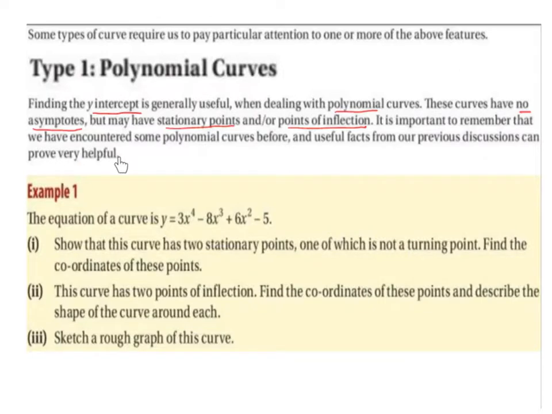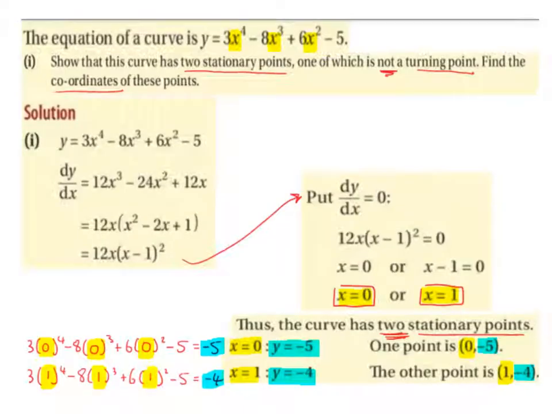The equation of a curve is y equals 3x to the power 4 minus 8x to the power 3 plus 6x squared minus 5. Part 1. Show that this curve has two stationary points, one of which is not a turning point, and find the coordinates of these points. So whenever we see mention of stationary points or turning points, we want to think differentiate.